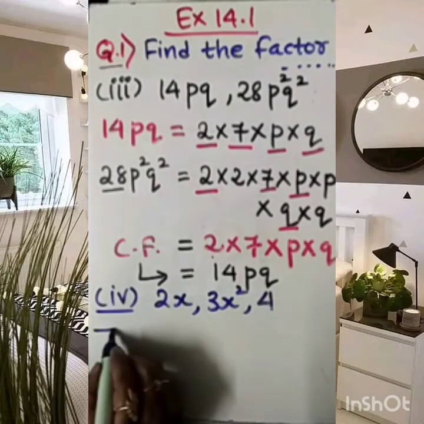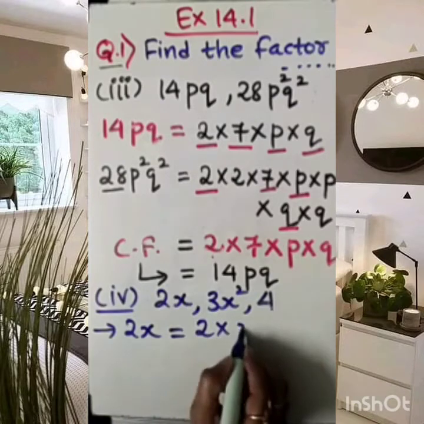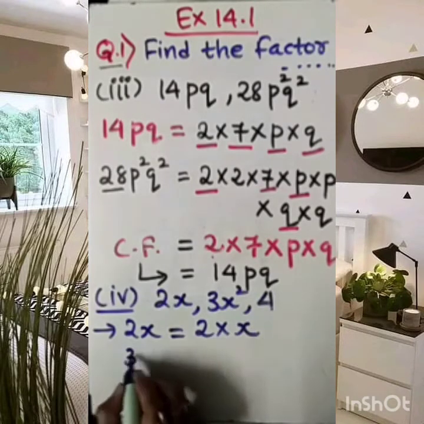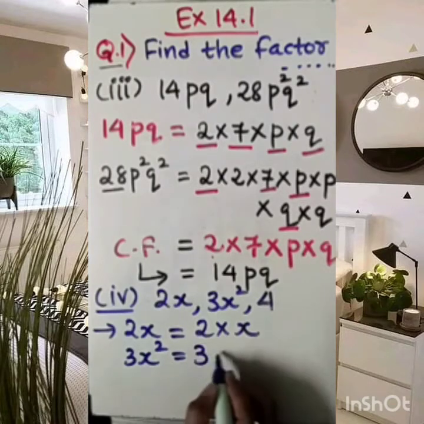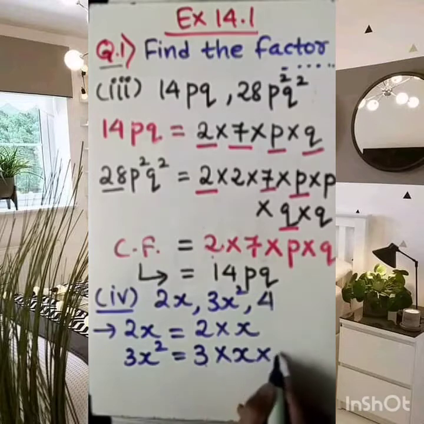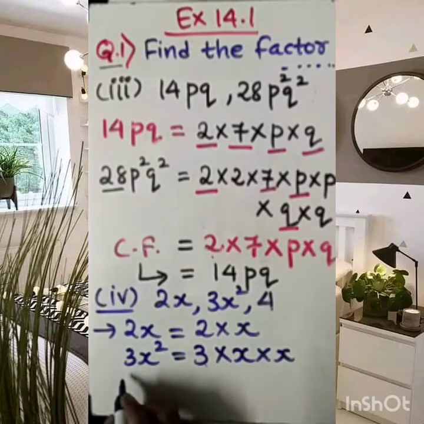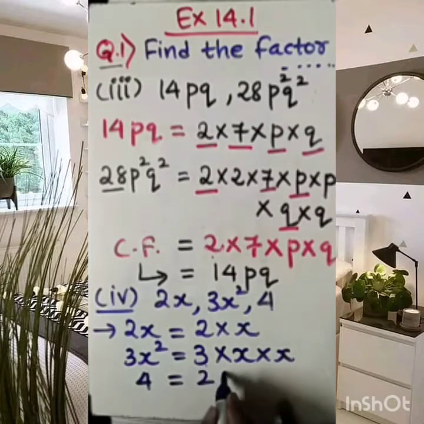First I am choosing 2x. The factors of 2x are 2 into x. Now second is 3x square. The factors of 3x square: the factor of 3 is 3, and x square is x into x. Let's work out the third term, which is 4. The factors of 4 are 2 into 2.